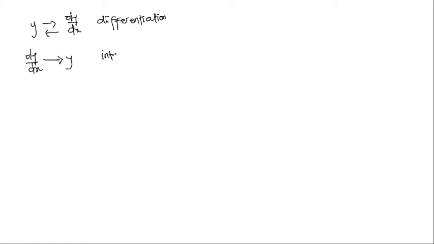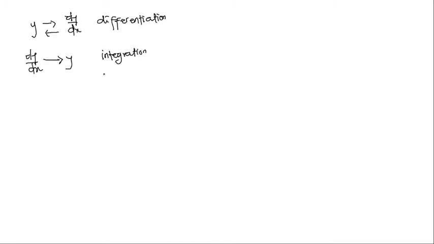Now, assuming we have the function y, and we are able to convert this function to dy dx, we call this differentiation. That is, we differentiate the function with respect to x. Now, what happens if you want to go the reverse way? That is, we want to convert dy dx to the function y. We call this integration.